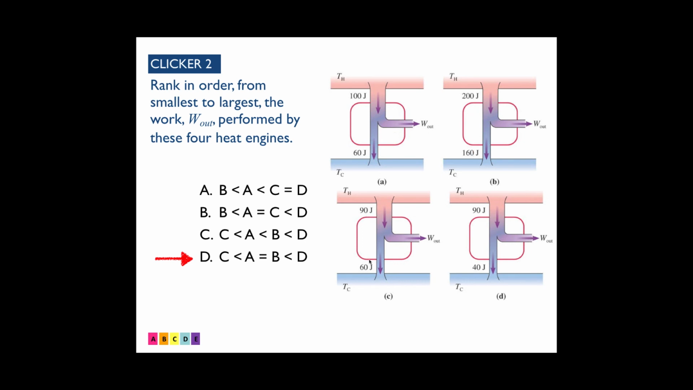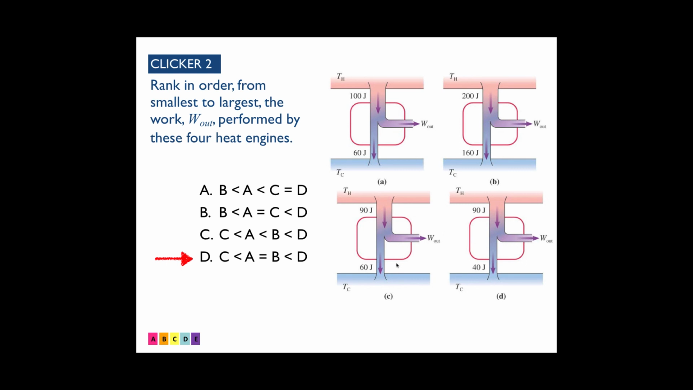90 minus 60, that's 30. So that means C is going to be smaller than 40. That's going to be smaller than A and B. And 90 minus 40, that's 50. So D is going to have the largest amount of work at 50. These are both going to have 40, and this is going to have 30. So the largest amount of work is D, followed by A and B together, and then C should be the smallest.